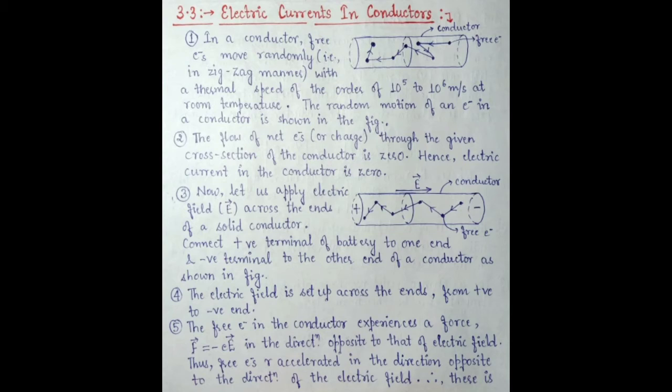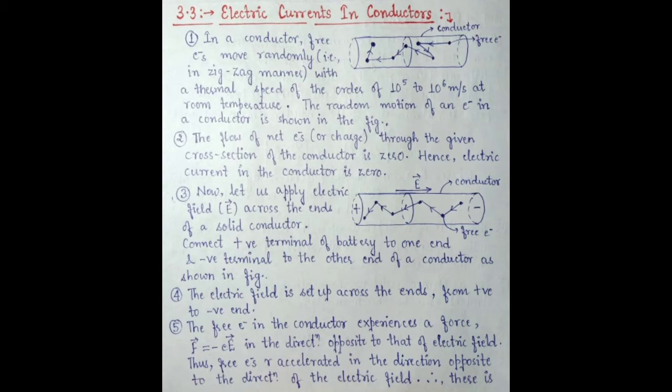In the second point it is written, the flow of net electrons or charge through the given cross section of the conductor is zero. As you all know that the net electric field is also zero, the net charge will be zero, and here also the net electrons through the given cross section of a conductor is zero, hence electric current in the conductor is zero. So if the question comes, what is the net electric current in a conductor, then directly you have to write zero.